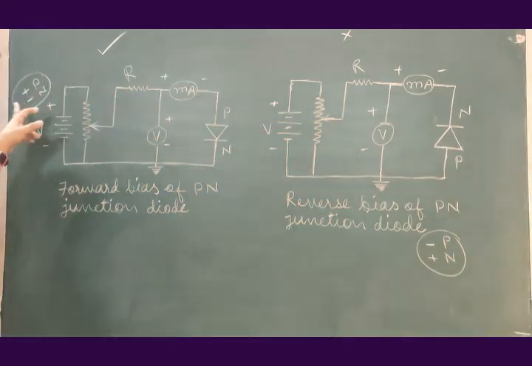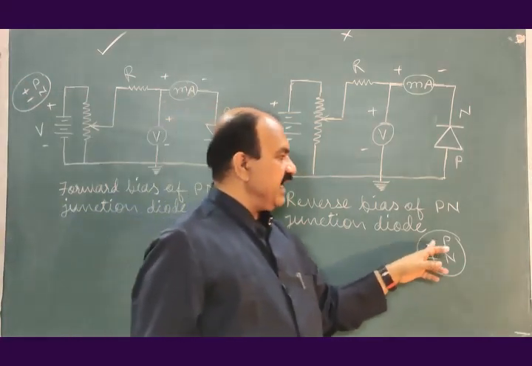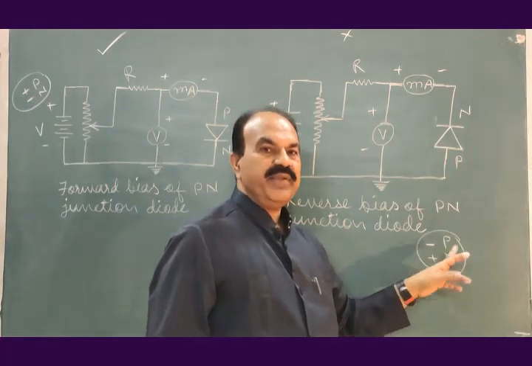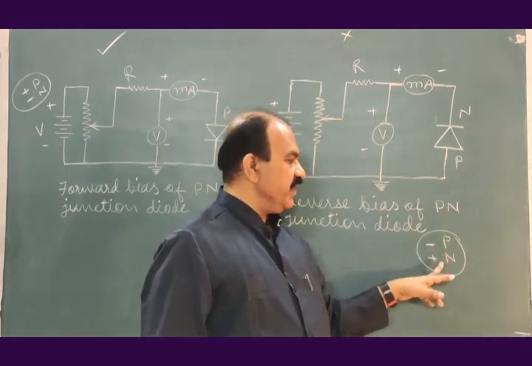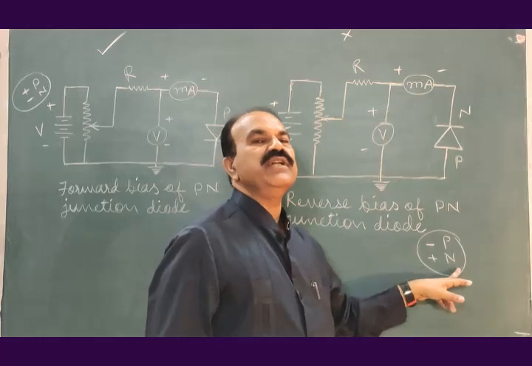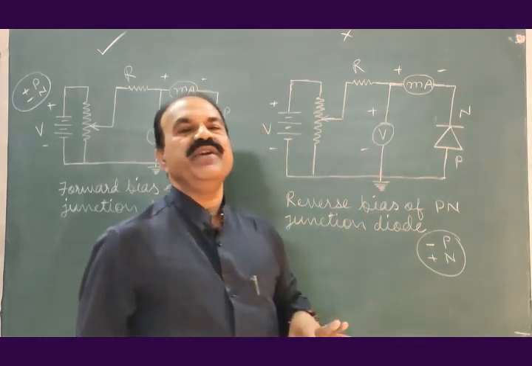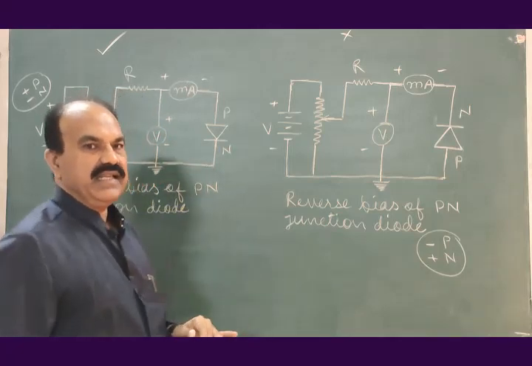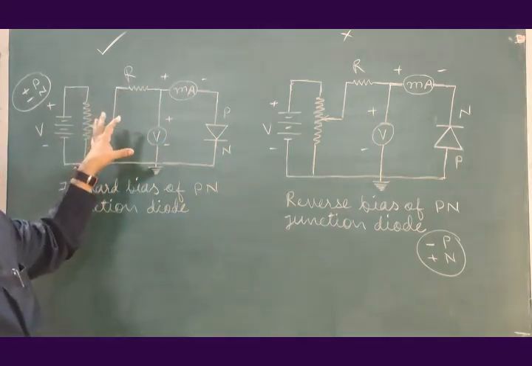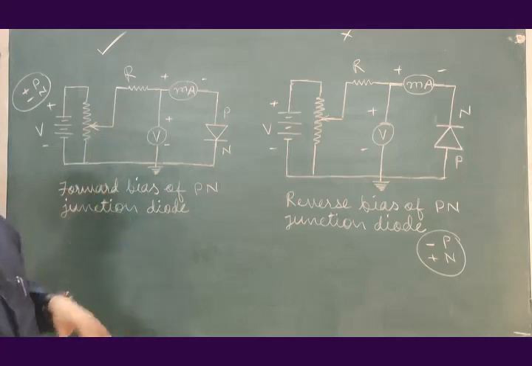PP, NN: forward bias. N to P, P to N: negative potential given to P type, positive potential given to N type, the diode will be in reverse bias. Let us first study the working of a diode in forward bias.